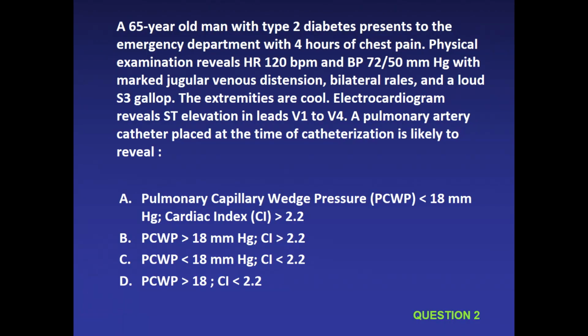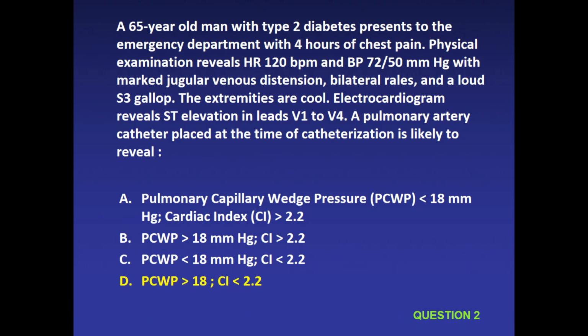A pulmonary artery catheter placed at the time of catheterization is likely to reveal A, a pulmonary capillary wedge pressure less than 18 and a cardiac index of greater than 2.2, B, a pulmonary capillary wedge pressure of greater than 18 and a cardiac index of greater than 2.2, C, a pulmonary capillary wedge pressure of less than 18 and a cardiac index of less than 2.2, or D, a pulmonary capillary wedge pressure of greater than 18 and a cardiac index of less than 2.2.